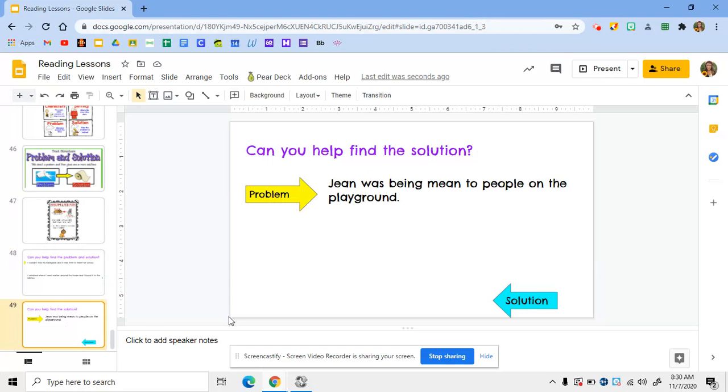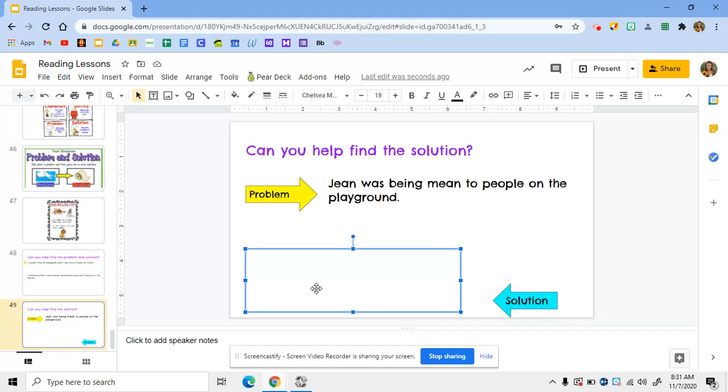Now, for this one, I gave you the problem, and I need help finding a solution. So the problem was that Jean was being mean to people on the playground. If you remember, this is from our book, The Recess Queen, that we read earlier in the year. So Jean was being mean to people on the playground. What could the solution be?